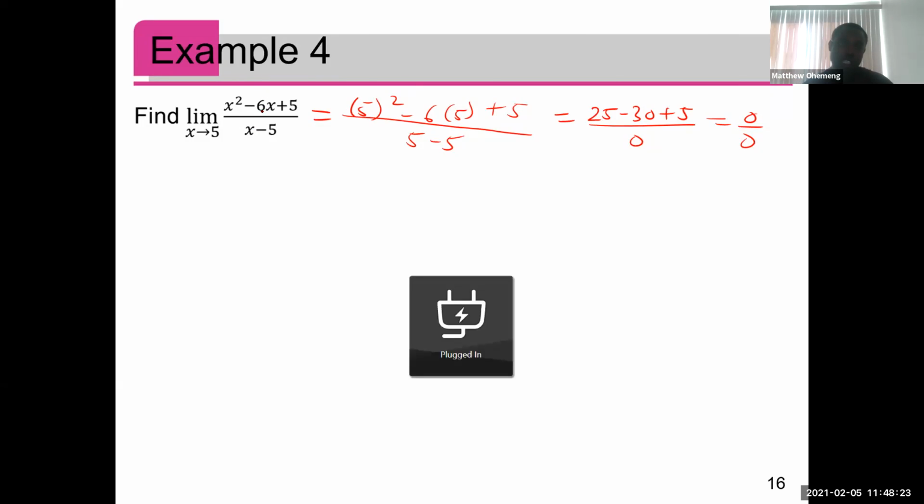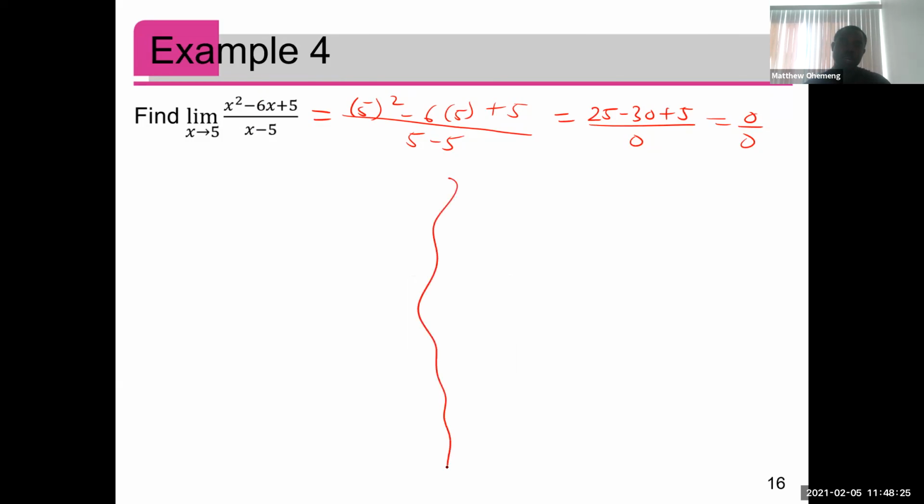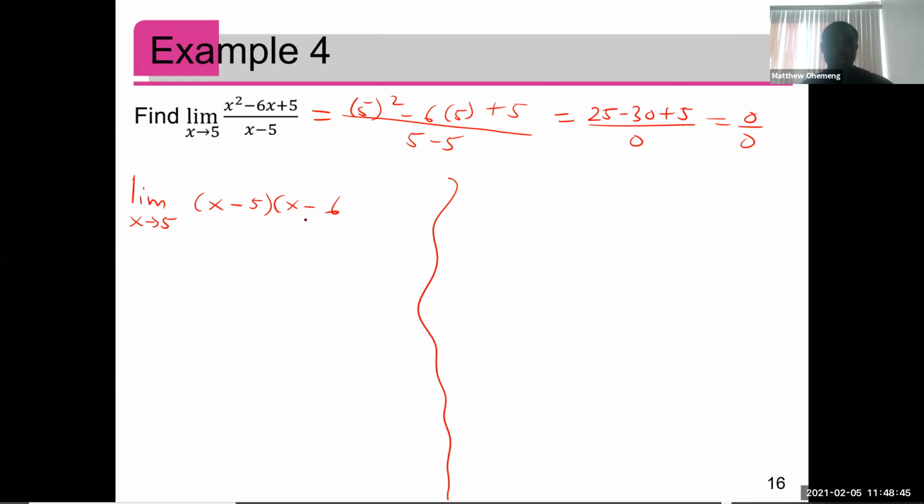So if I have a quotient, then the only simplification that comes to mind is to factor, and then cancel out some common factors. So I have the limit as s approaches 5. Let's try and factor the top. For this quadratic, I need two numbers whose product is 5 and whose sum is -6. And those two numbers are -5 and -6. Okay. So I factor this and I have s minus 5 here, right?